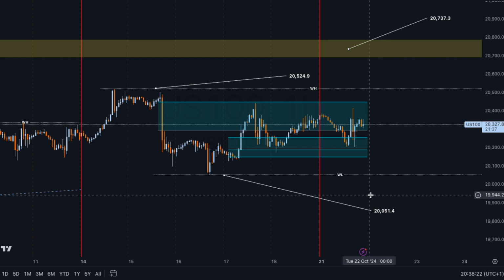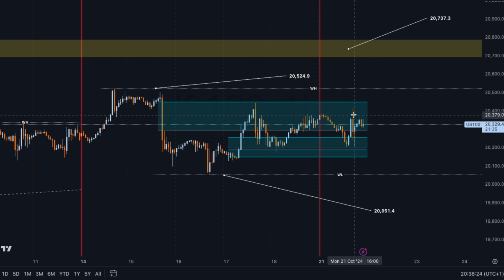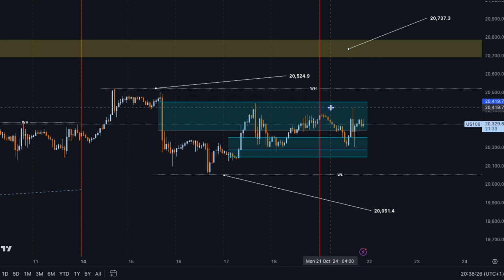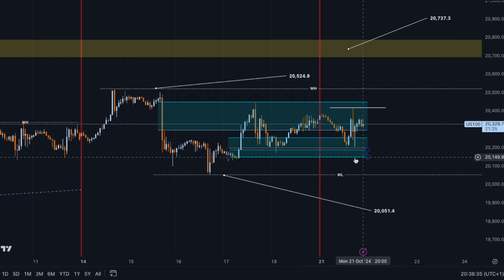So these are the two levels right here, as it stands right now, because everything could change within the next hour or two. Let me just make this white so it really pops. These are the two levels in question. And this is not where we're going to make our big decisions.